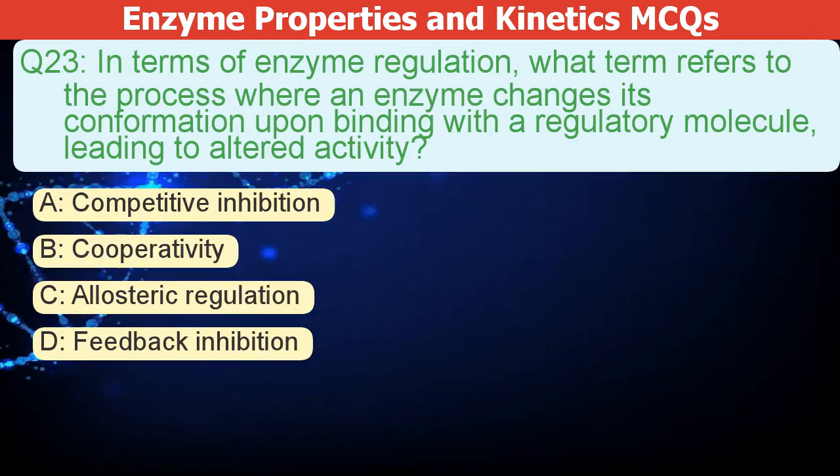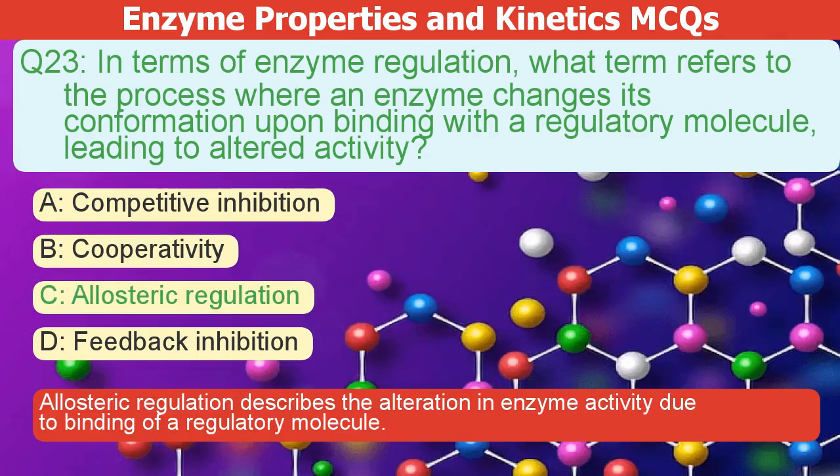In enzyme regulation, what term describes an enzyme changing shape after binding a regulatory molecule, thus altering its activity? A. Competitive inhibition. B. Cooperativity. C. Allosteric regulation. D. Feedback inhibition. The correct answer is C. Allosteric regulation describes the alteration in enzyme activity due to binding of a regulatory molecule.